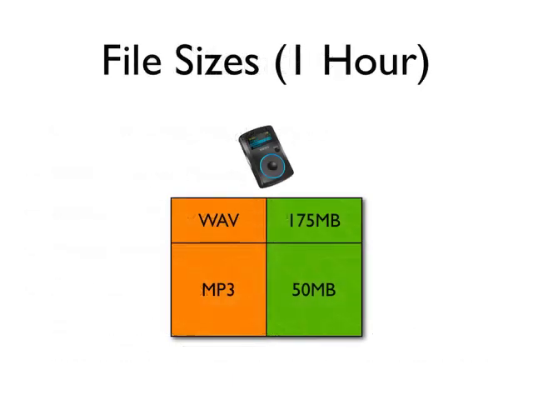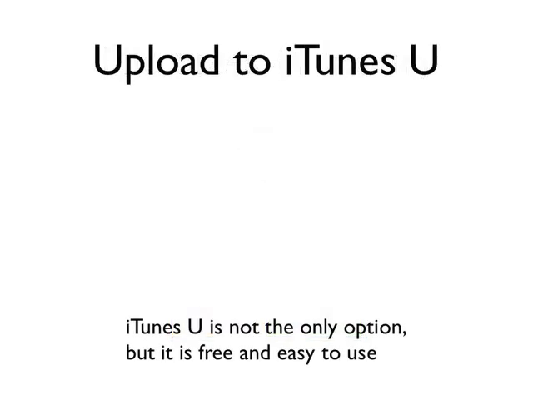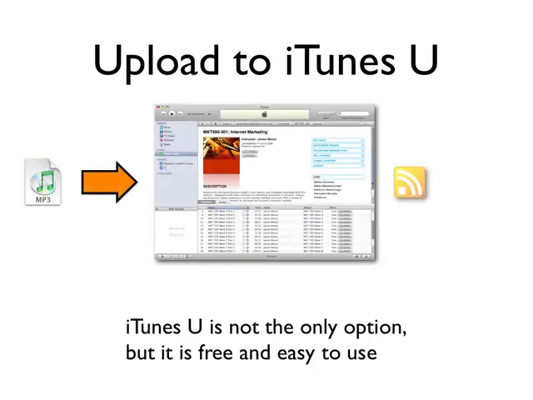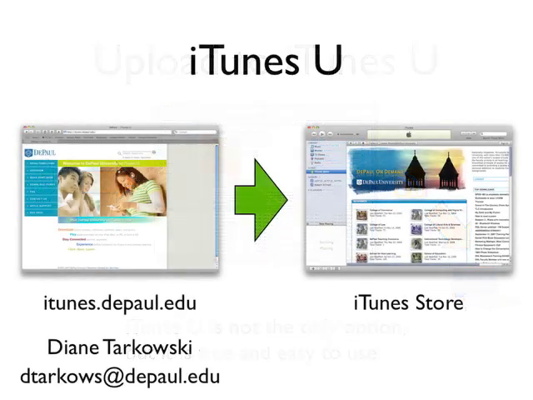Exporting as an MP3 file will reduce the size of the file. If you had a 1-hour recording which may be about 175 megabytes in size, if you export that as an MP3 file, you'll get that down to around 50 megabytes in size, so this is worth doing. In terms of sharing the information, you could do this through iTunes U, which allows you to upload files to our version of iTunes. Free, easy to use.